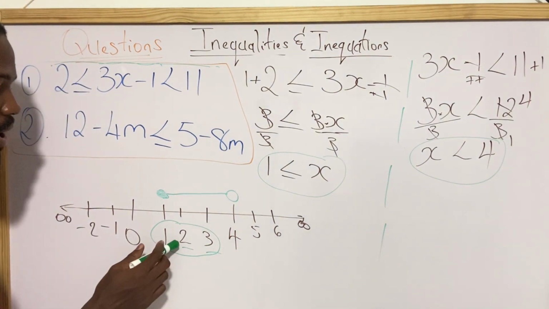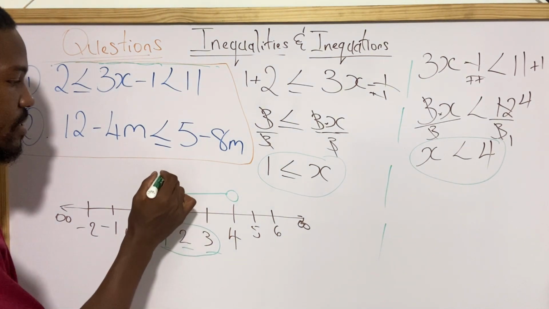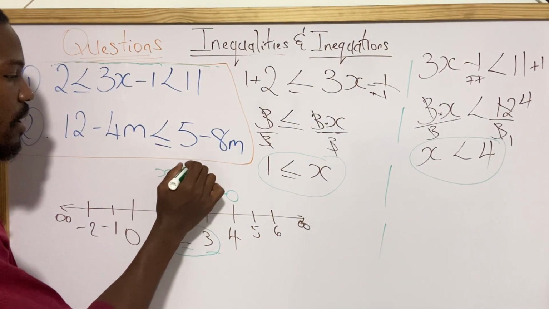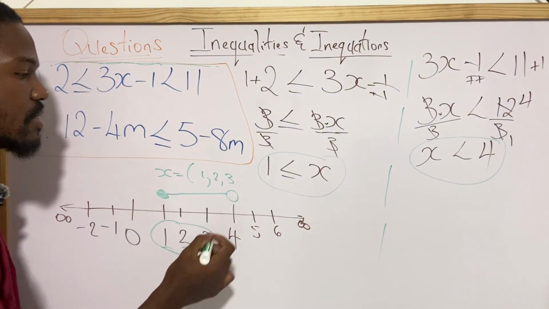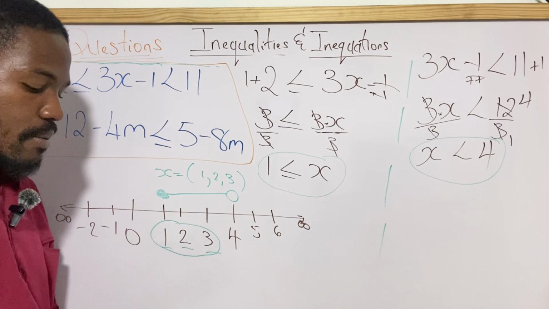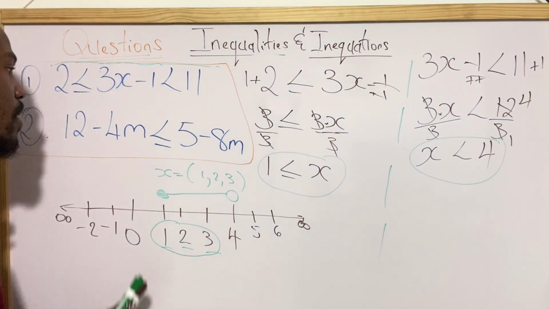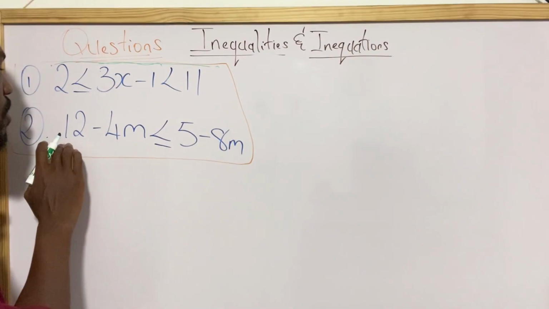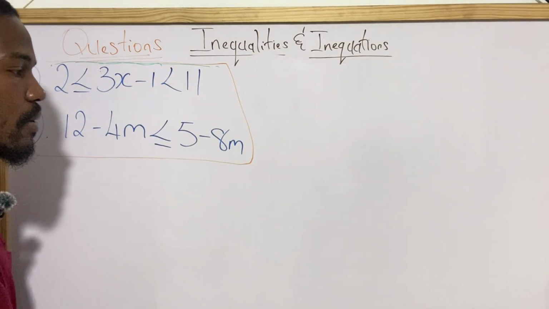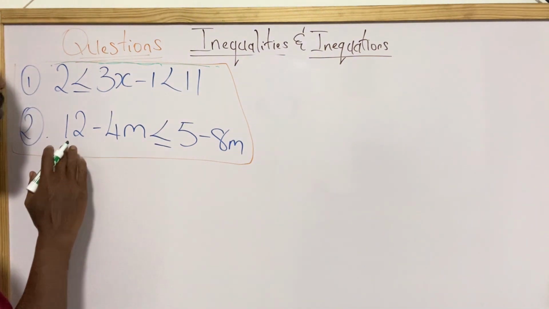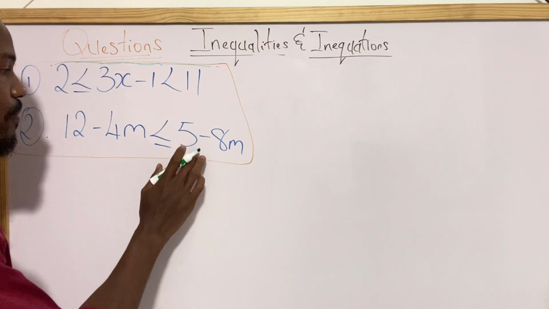So these are my possible values of x. x could actually be any one of these numbers, 1, 2, or 3. And so that is how you solve the May 2018 past paper question. Let us look at this one. So we're going to solve a past paper 2023 question, right?